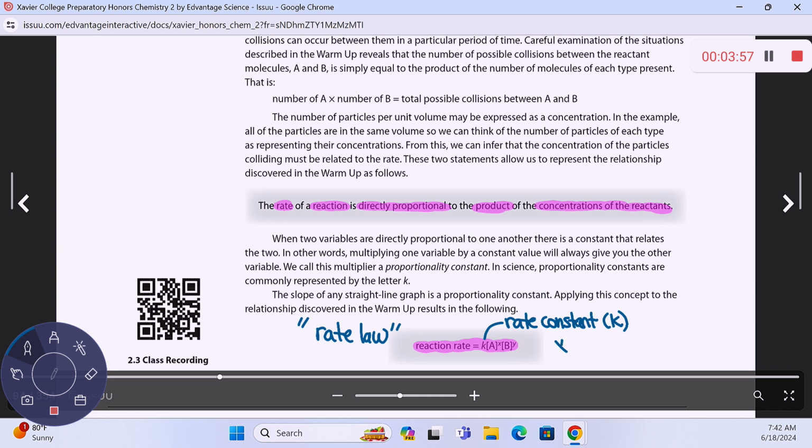Okay, so X and Y are known as orders. That means they could be values. They could be 0, 1, 2, 3, depending upon the situation. They will sometimes say the order with respect to reactant A is 1, which means X is 1, okay? They will also add X and Y together to get the order of a reaction. So if you add X and Y together, let's say they're each 1, that means the order of the reaction would be 2, okay?